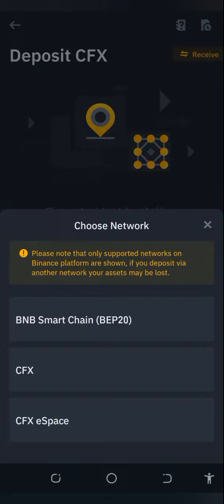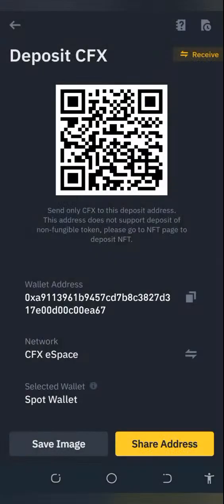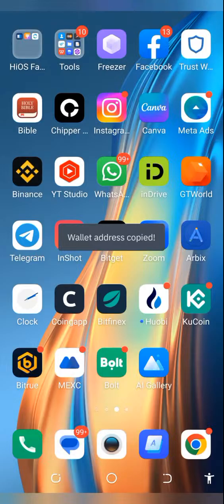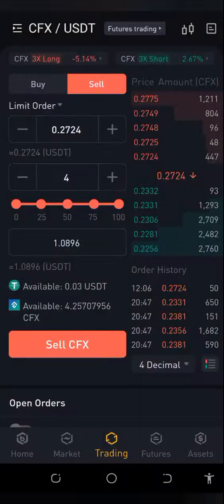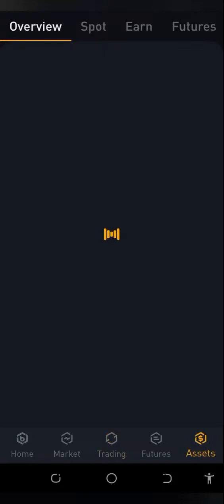Okay, now we have CFX eSpace. Awesome. Now, can you just imagine that? To deposit it here, I'm seeing CFX eSpace, but to send it over, CFX eSpace wasn't showing up. Can you see how confusing this is? Can you see how confused I was? Because I was wondering, there's CFX and there's CFX eSpace. Anyway, I'm choosing CFX eSpace, and then I'm just going to copy that, go back to Binance, and then go send it, right? That's all I'm going to do. I'm not going to keep it.